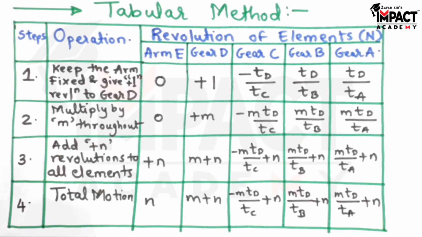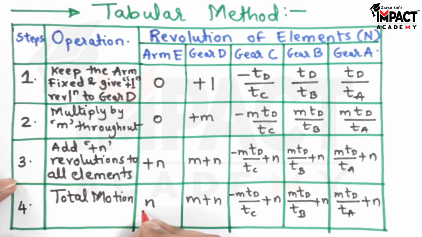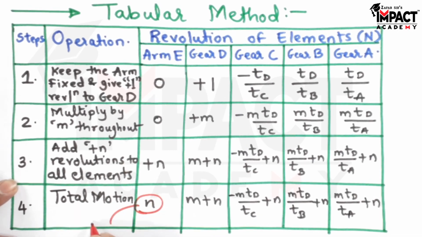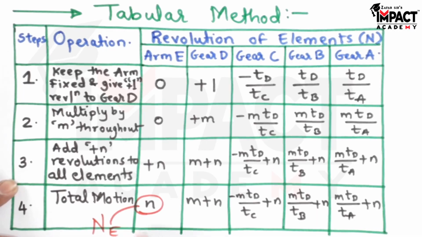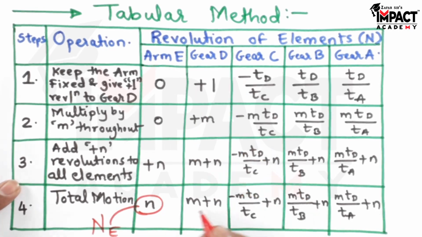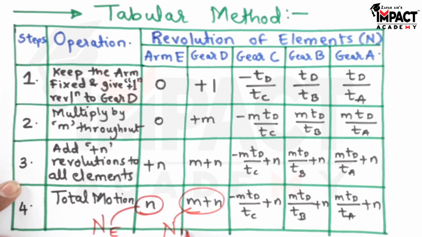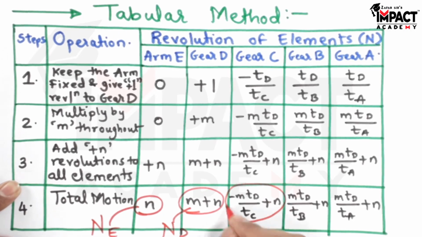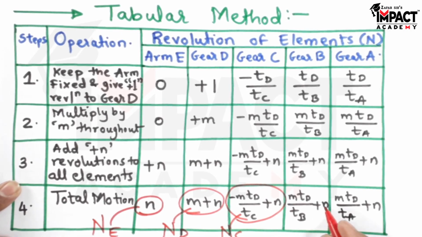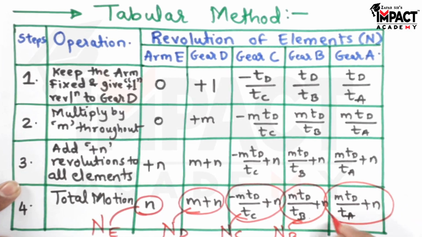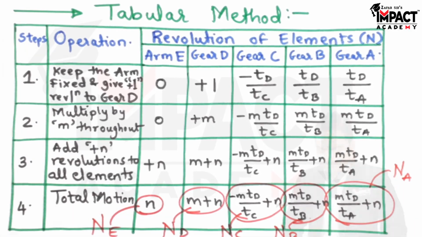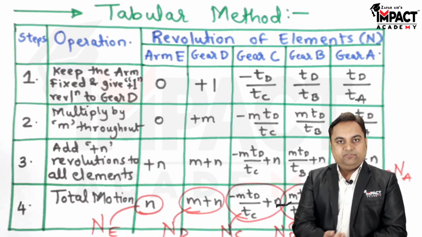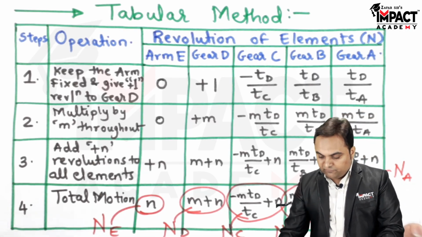And for arm E, this is the speed which would be in terms of RPM. For D, similarly for C, B and A. So in case of the problem further, these speeds would be used.